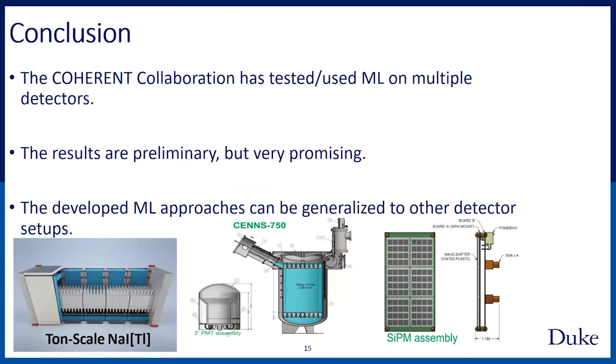So about the conclusions. The COHERENT Collaboration has tested using machine learning on multiple detectors. In this case, the results are preliminary, but pretty promising. The developed machine learning approaches can be generalized to other detector setups. For example, we have the thallium-doped sodium iodide detector on the left. We also have a larger version of Sense10, which is Sense750 in this case, and also another SiPM assembly available. So that's it. Thank you.